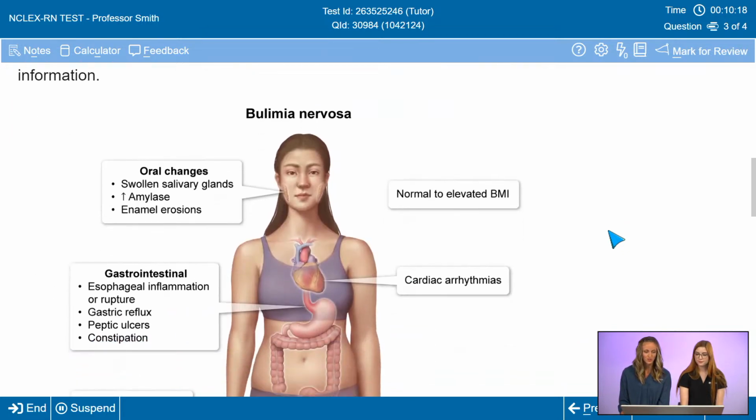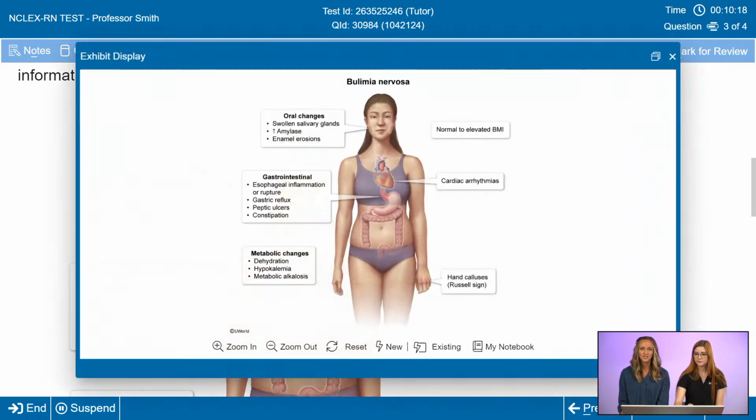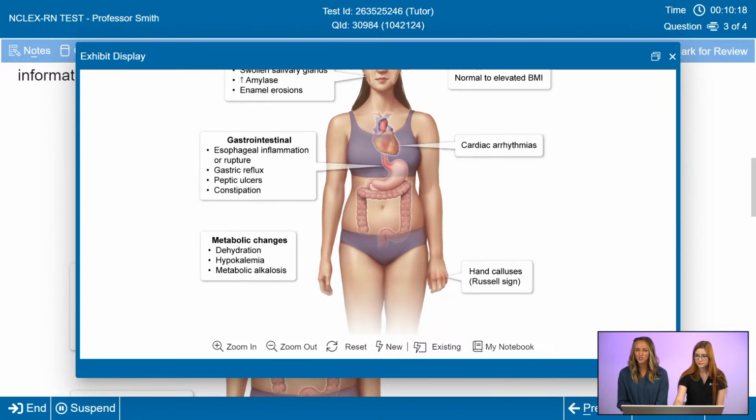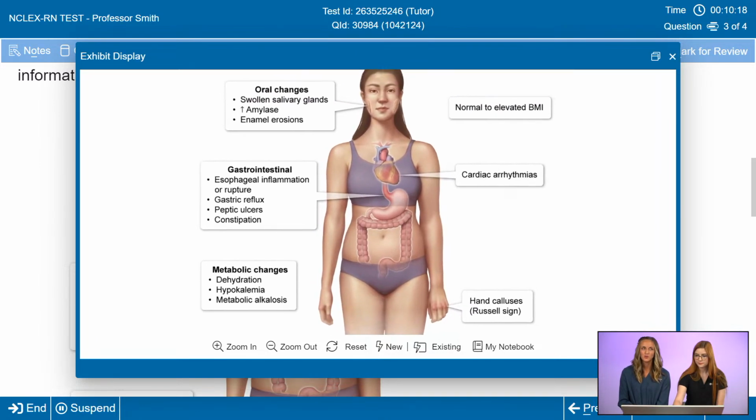So for this image that we're going to be looking at, this image is on bulimia nervosa. And so with bulimia, the client experiences periods of binging and purging, which binging typically looks like overeating and purging looking like excessive use of laxatives, vomiting, or excessive exercise in order to control weight.